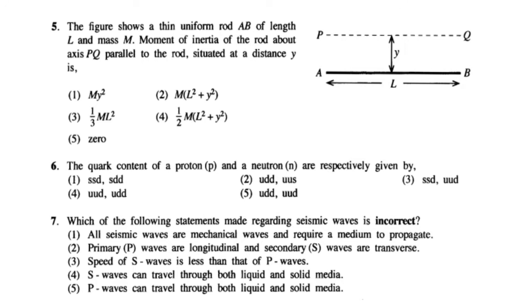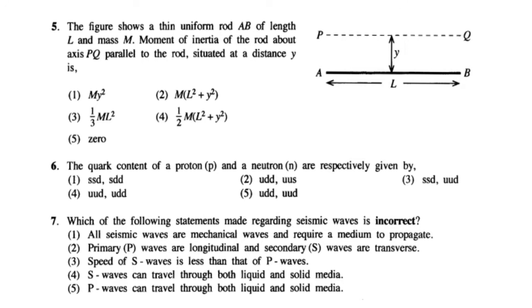Question number 6. They are asking for the quark content of a proton and a neutron. You know that quarks are elementary particles and fundamental constituents of matter. So quarks combine to form composite particles called hadrons. Protons and neutrons are hadrons. So they are made up of quarks.